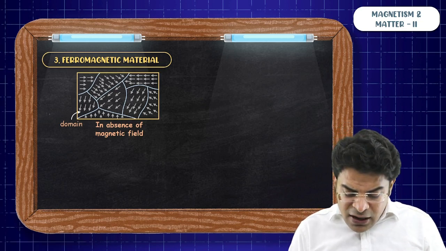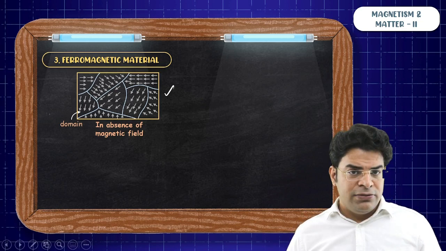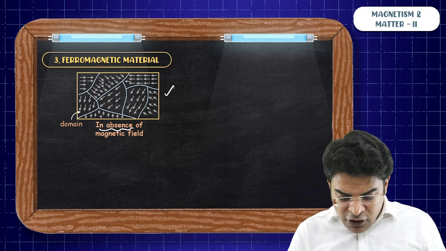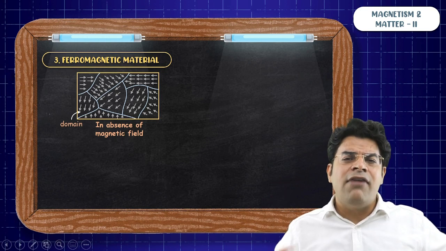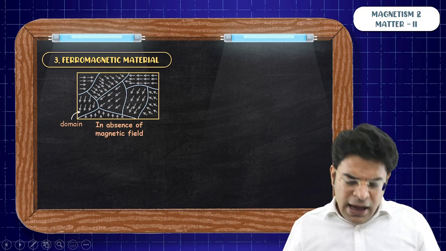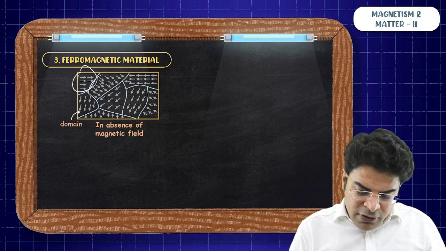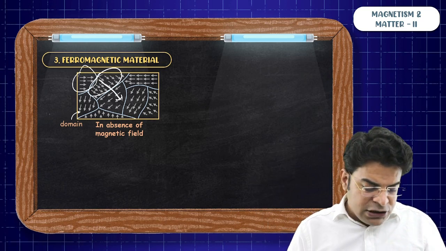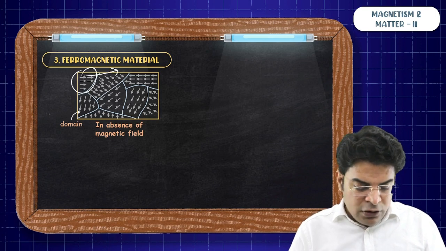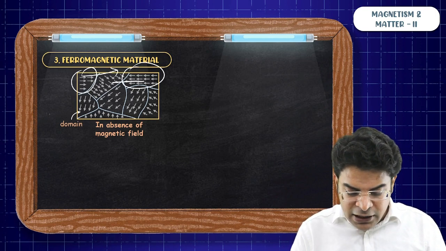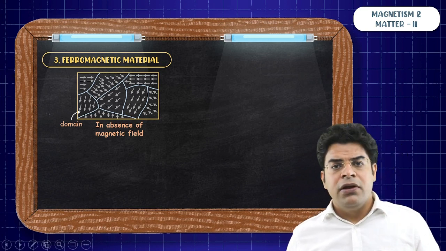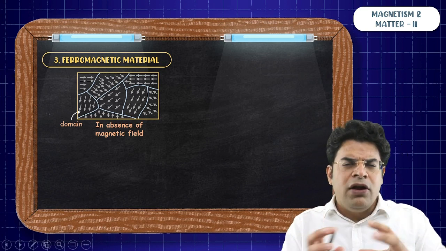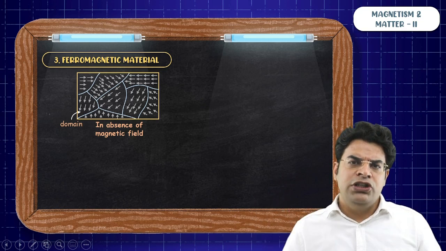If you take a crystal of a ferromagnetic substance in the absence of a magnetic field, and you have a big crystal, it will have a large number of domains. And each domain will have a magnetic moment in a single direction. Like this domain has a magnetic moment towards the right, this domain has a magnetic moment towards the left, this domain has a magnetic moment somewhere here. But the net magnetic moment of the overall crystal is going to be zero.